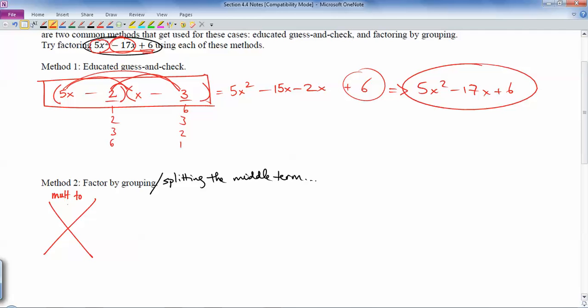that you're looking for numbers that multiply to, and then you actually figure out what a times c is here, a times c, and you always want it to add to whatever b is, and in this case b is going to be negative 17.